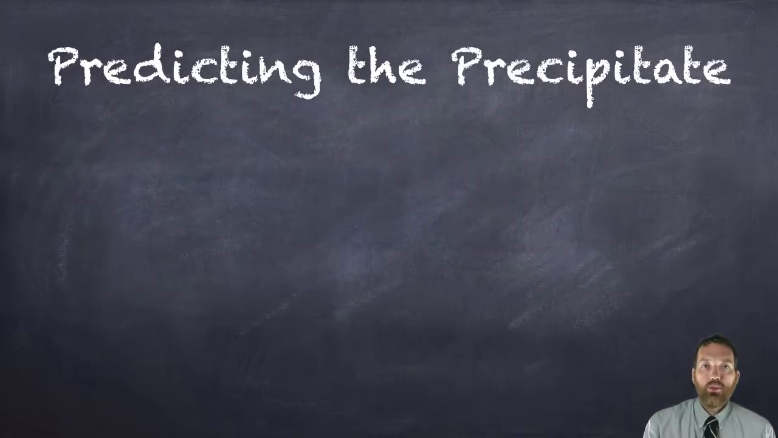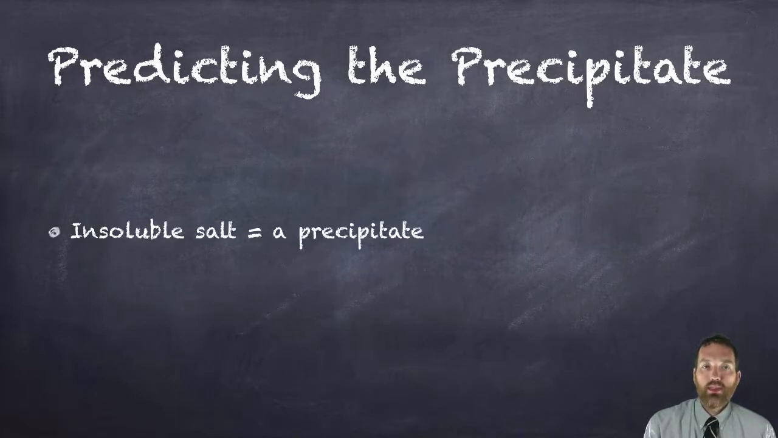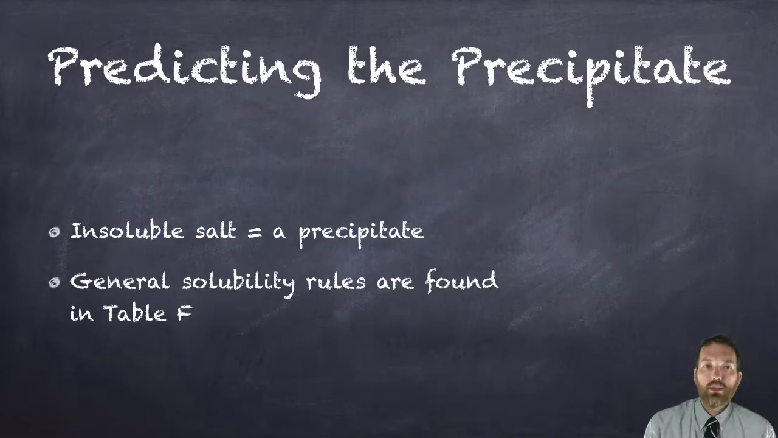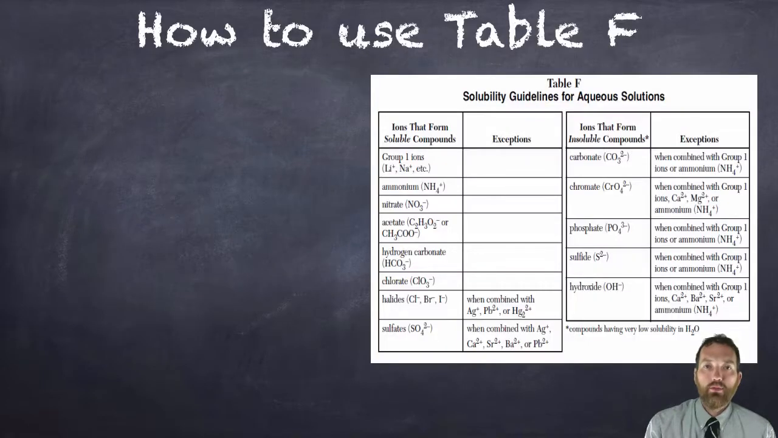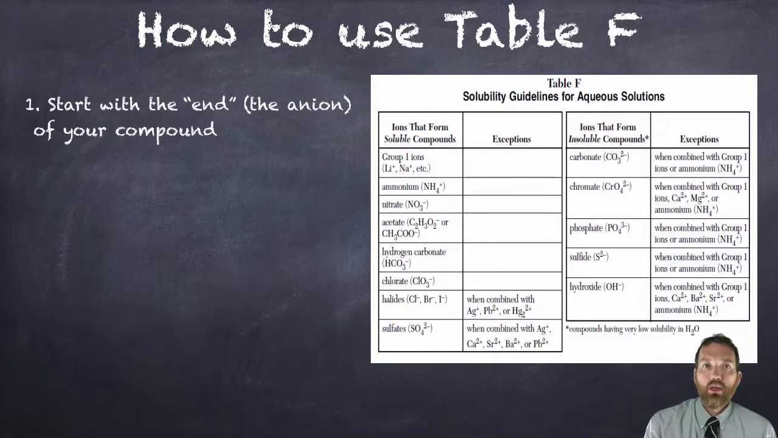Okay, so how do you predict the precipitate? The precipitate is an insoluble salt, and there's a reference table that can help you with this. There are general solubility rules that are found in Table F. So here's Table F. It is not the most user-friendly table that we have, but I will show you how to use it here. So what you need to do is start with the end of your compound, the anion of your compound.